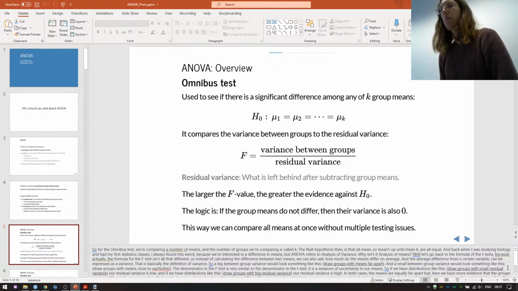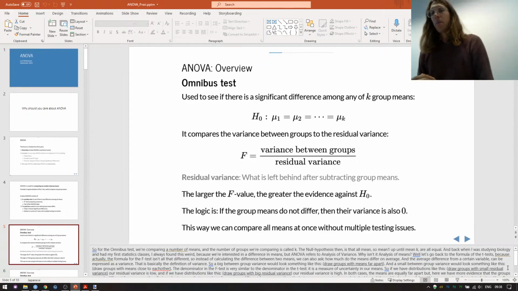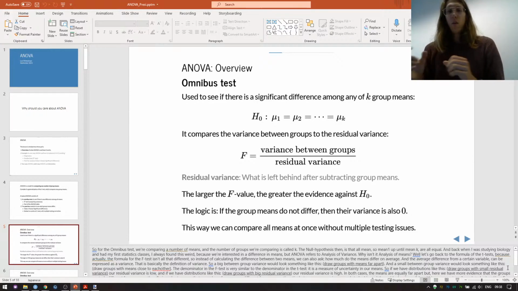So let's go to the Omnibus test. We see the null hypothesis over here. So we have a number of groups, and let's say this number is k. Then the null hypothesis is that the mean of group 1 up until the mean of group k are all equal. And I always found this a bit funny or a bit weird, because back when I studied biology, I thought, okay, how could this be? Because we're comparing means, so why are we calling this analysis of variance instead of analysis of means? Well, that actually has to do with the definition of Anova.